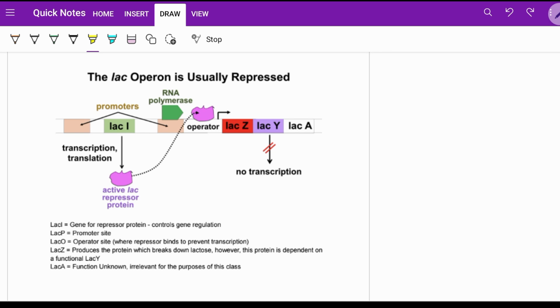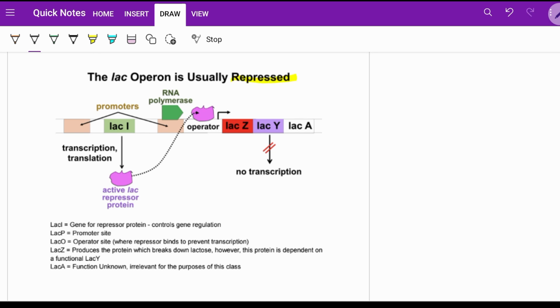The Lac Operon is usually repressed, which means that it is an inducible operon. I will go more into this in the upcoming review video, but that basically means that some protein will attach to the repressor, causing it to pop off the operator, so transcription can happen, and it is induced. It's usually off. That's what we mean when we say it's usually repressed.